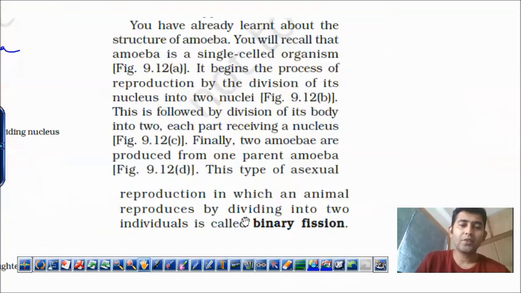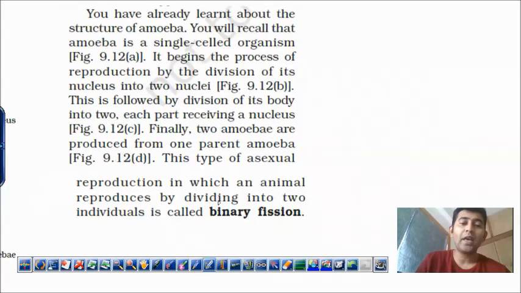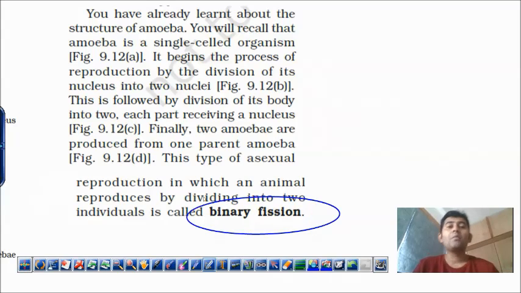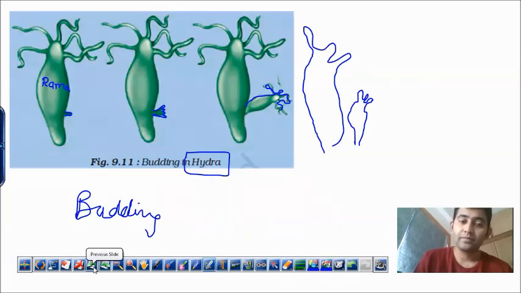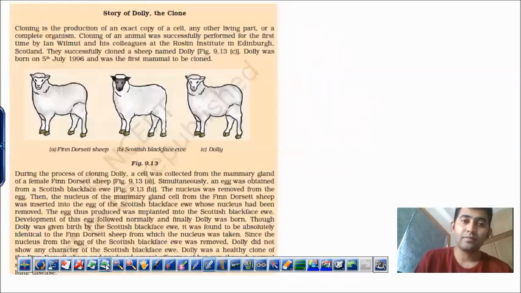इसमें भी फादर की जरूरत नहीं होती और इस टेक्निक को बोलते हैं बाइनरी फिशन. बाइनरी फिशन मींस डिवाइडिंग इनटू 2 पार्ट्स. हाइड्रा को बोलते हैं बडिंग. And story of Dolly, we will discuss it later in the classroom. It's not a part of syllabus.